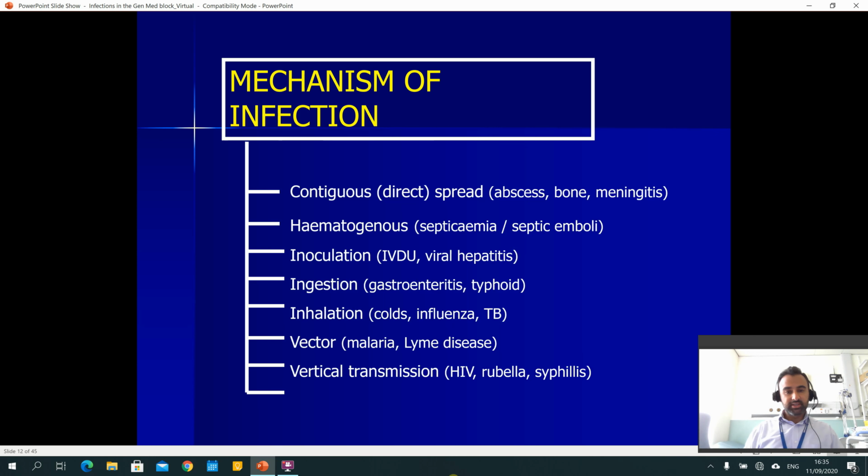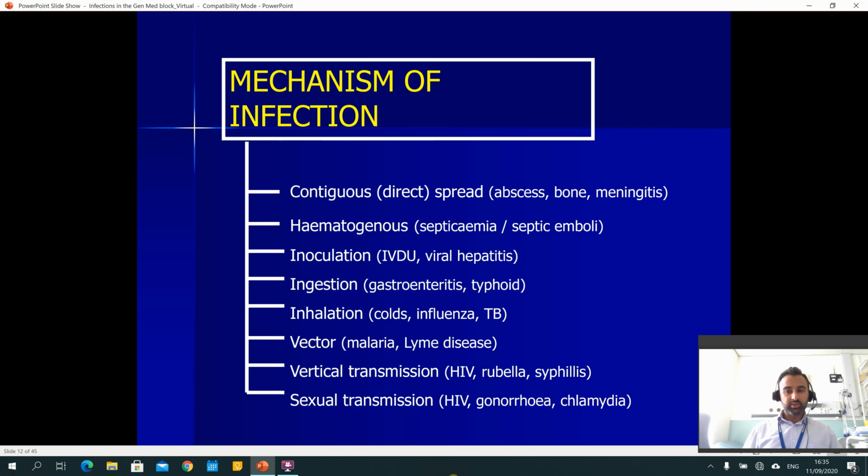Vertical transmission, again, important. Thankfully, we've got a lot of processes in place to prevent mother-to-child transmission of many infections now, particularly things like HIV, which would classically cause significant burden of disease in the developing world. But also there are other infections like syphilis and rubella, which if caught in pregnancy, or at least in first or second trimester, can cause a lot of problems.